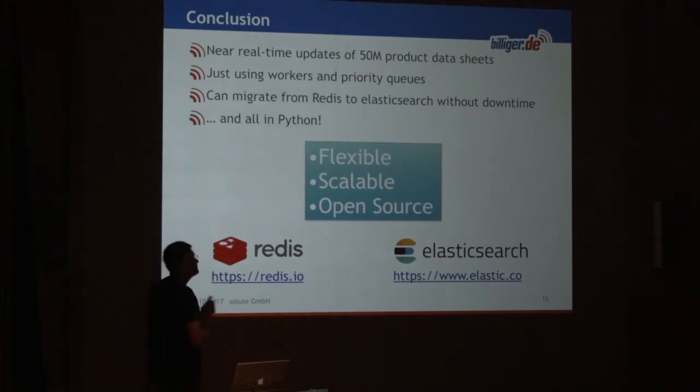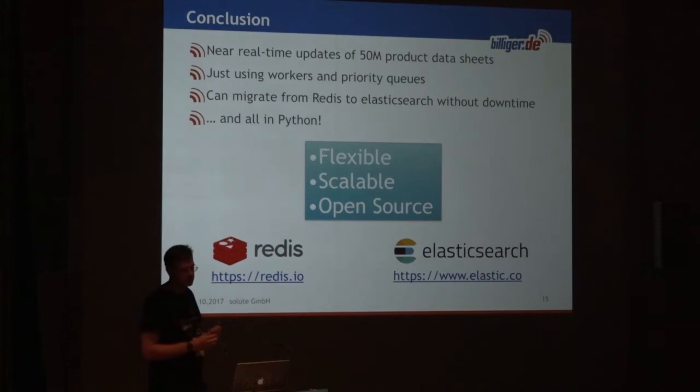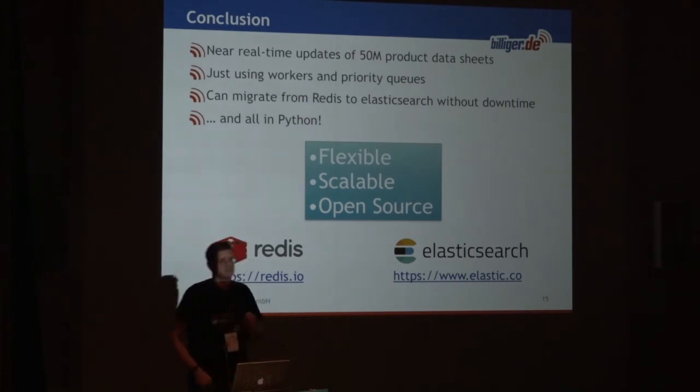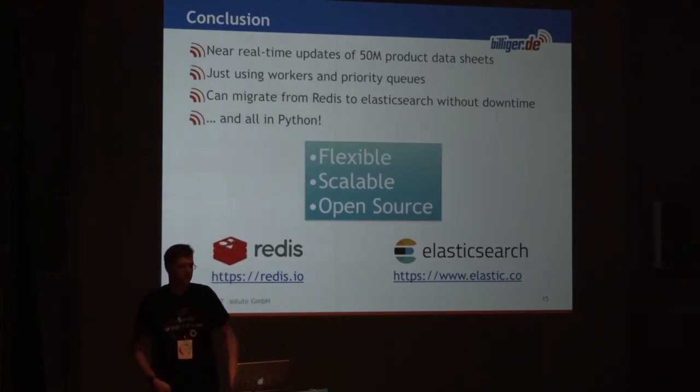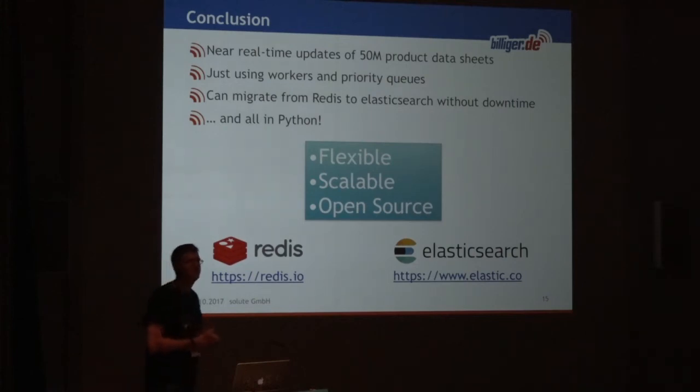So what I showed you is basically how we process in more or less real time about 50 million data product sheets for our website and for the syndication services, just using Python workers and Redis priority queues, and how, because of that simple structure, we can easily migrate from sharded Redis to Elasticsearch as the core store for our data without any downtime in between. And yeah, it's all written in Python. And with that, I am done. Thank you for your attention.